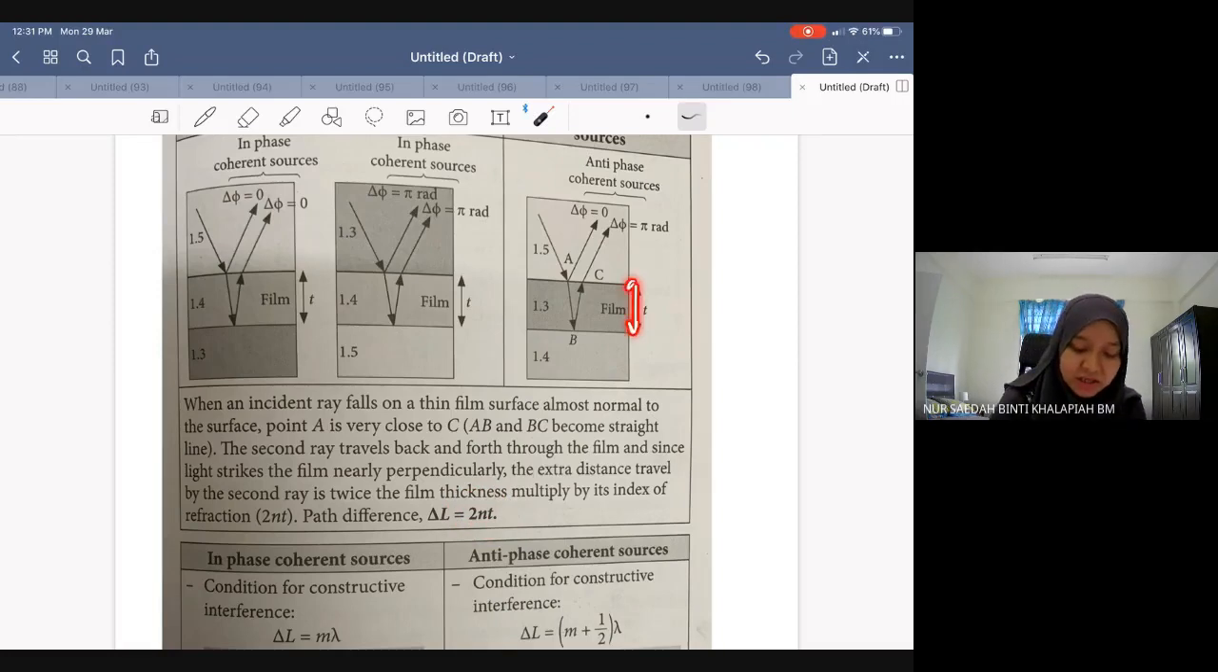Thickness T is the thickness of the film. So it has to travel twice into the film. That is why the path difference is 2NT. 2 times N, where N is the refractive index of the thin film. In the example here, it is 1.3 multiplied by the thickness of that film. So 2NT is the path difference for the thin film.